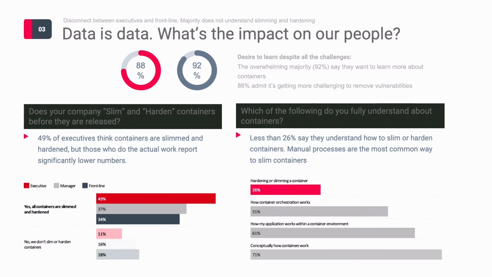In fact, only 1 in 4 developers said they fully understand, and this is not execution, this is understanding, how container slimming and hardening works. And interestingly, there seems to be a disconnect between the executives and the frontline workers. So 49% of the executives said they slim and harden containers in their companies. But the people who do the actual work report significantly lower numbers.